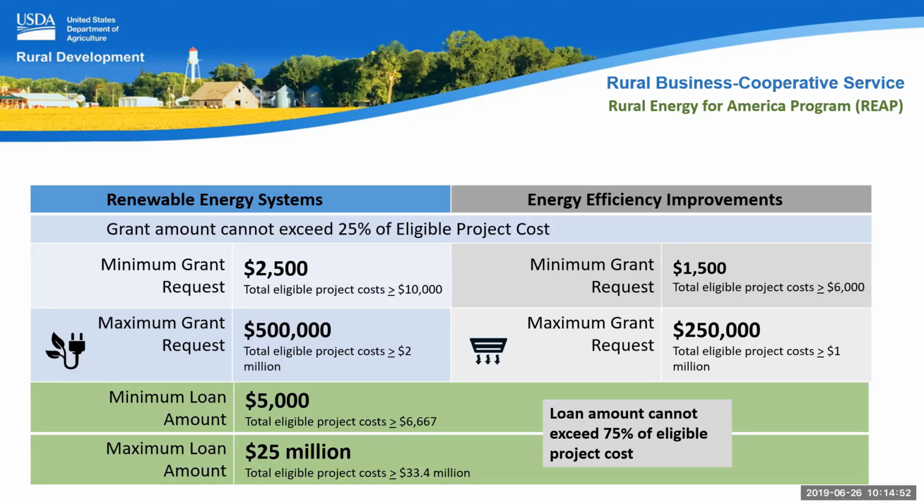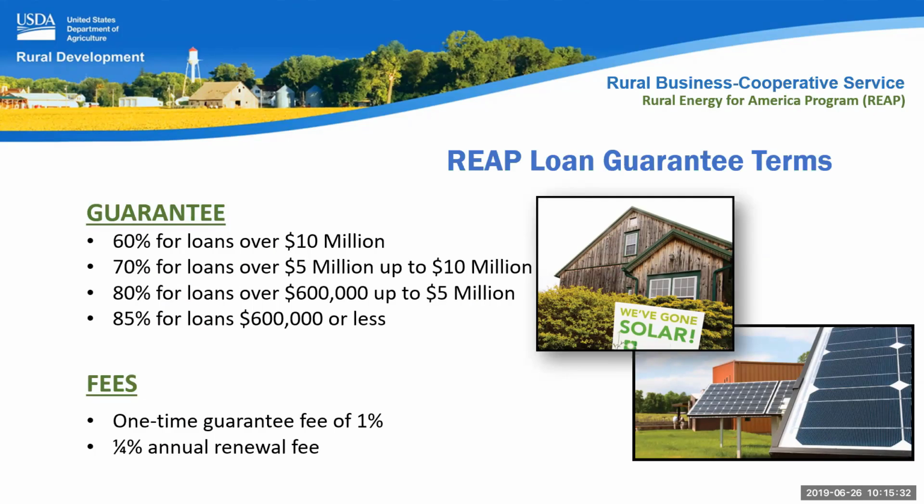If you are applying for a guaranteed loan, the minimum loan amount would be $5,000 with a max of $25 million. If you're applying for a REAP guaranteed loan, we can go up to 85% guarantee depending on the loan amount. We can do 60% for over 10 million, 70% for 5 million to 10 million, 80% for 600,000 to 5 million, and then we can go up to the full 85% on any loans that are 600,000 or less.